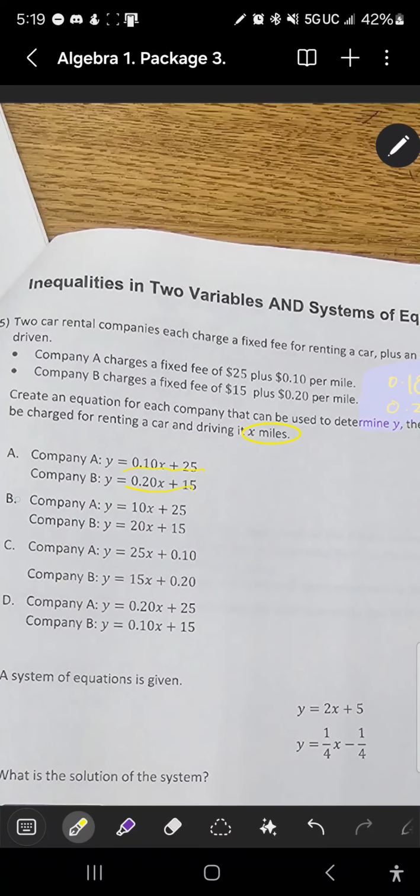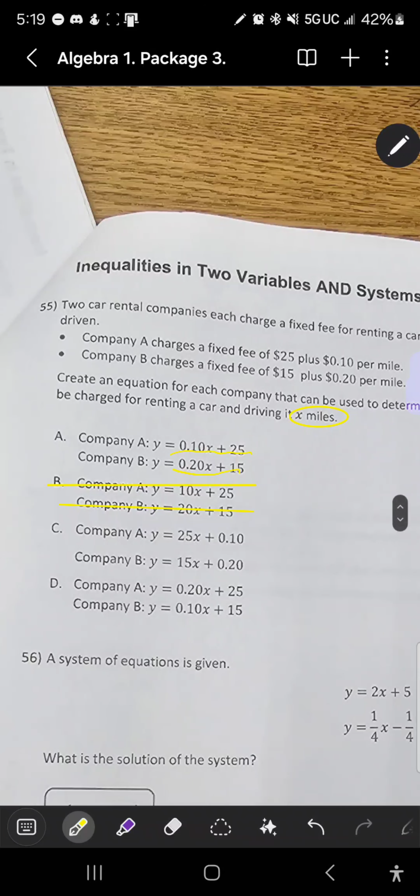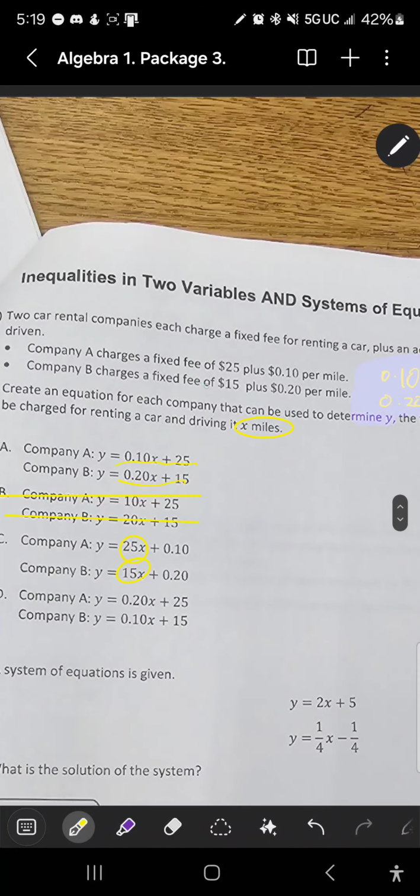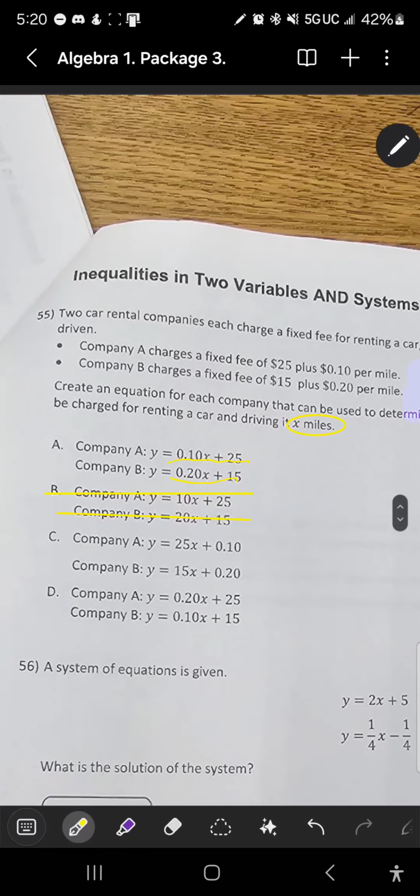First of all, it's saying 0.10, not 10. And then the other one is the same. It's saying 0.20, not 20. Then here is just to confuse you. They are putting the 25 and the 15 with the x, but as I was saying before, that's a fixed fee. It doesn't change at all. The one that changes is the one that says per mile. So for each mile, they're charging you 10 cents, or $0.10. So this is a total mistake. Cross it out.